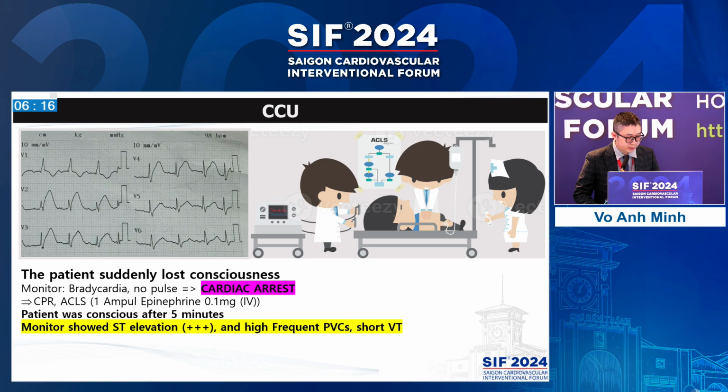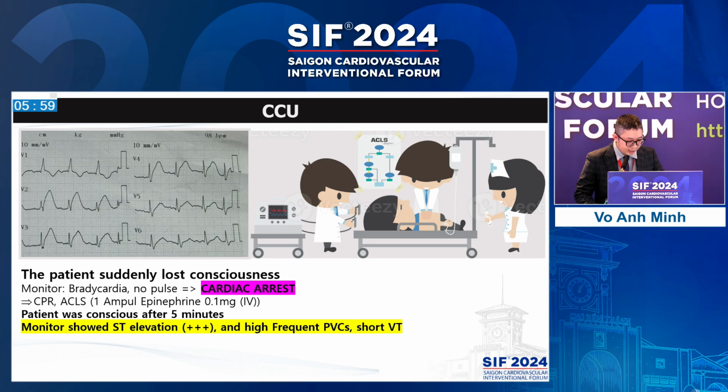Conscious after 5 minutes. The monitor showed ST elevation, a high frequency of PVCs, and short VT. At this time, my colleagues asked me whether to take him to the cath lab or not. I know if I take him to the cath lab, I can do nothing. I don't know what I should do next.